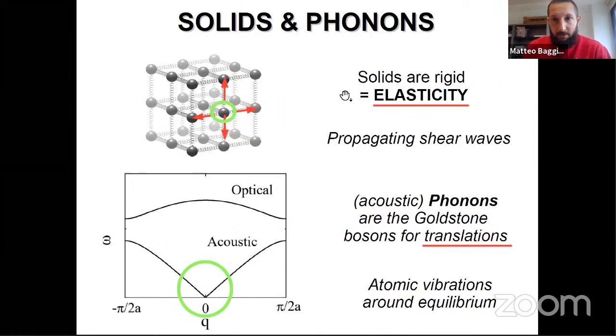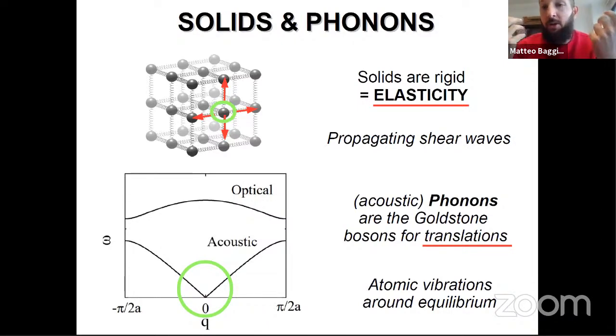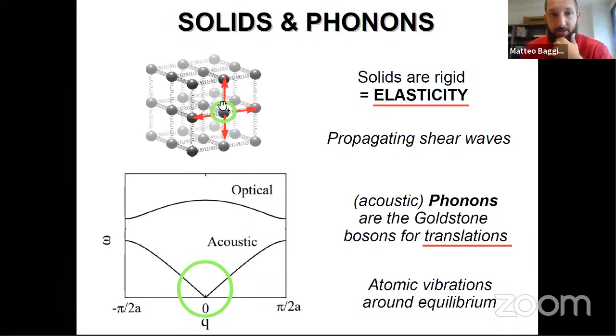So let me start with some very basics from condensed matter. What is a solid? A solid is just a structure which is rigid. This rigidity is associated to a property of the system called elasticity. The property of elasticity is really linked together with the existence of propagating waves, which are what we call phonons. In this picture of a solid, you can focus on a certain atom. This atom has an equilibrium position and it can oscillate around this equilibrium position. These oscillations are nothing else than low energy excitations, which are indeed the phonons.